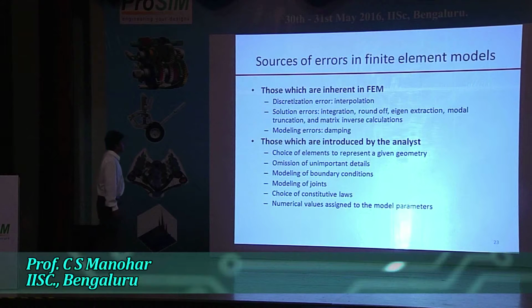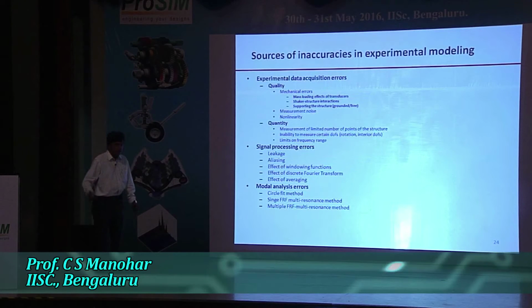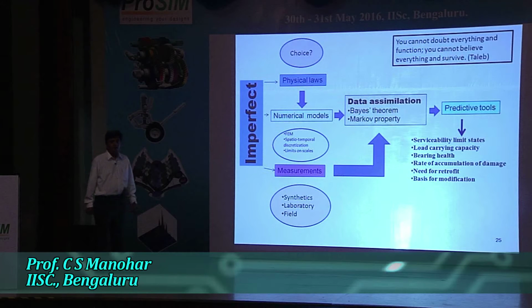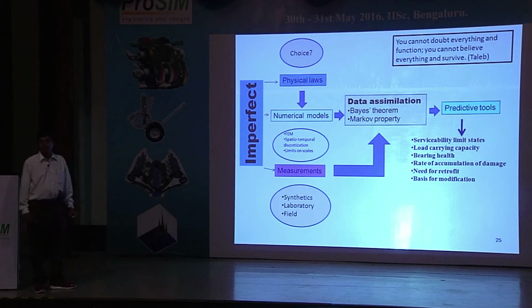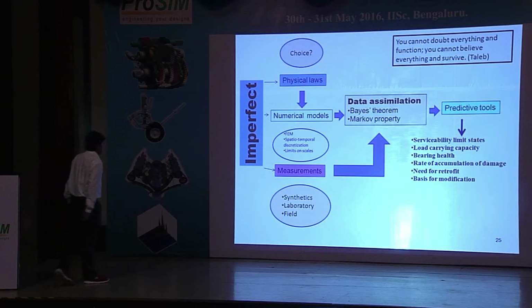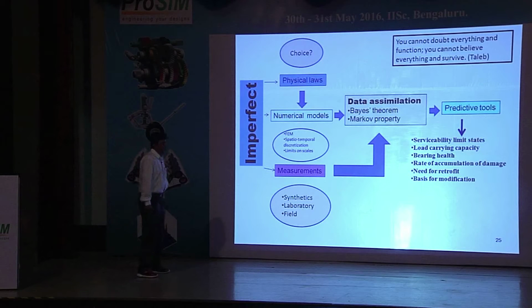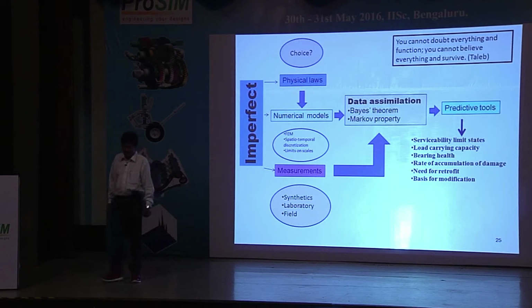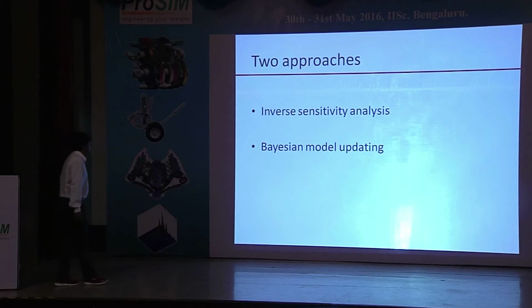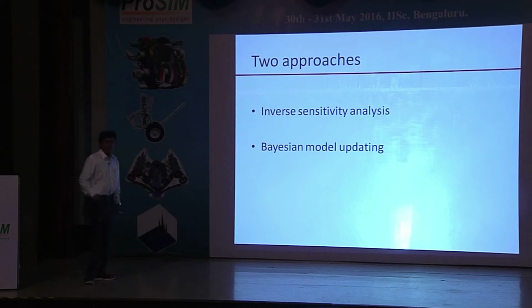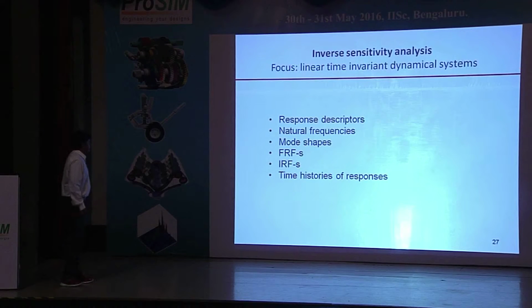The moral is there are errors in FEM, there are errors in experiments, and if you are going to combine the two, you need to recognize the fact that neither of them is perfect. So in one model updating method known as Bayesian model updating, we model these imperfections probabilistically and update the models. That is one approach. The other approach is the method of inverse sensitivity analysis. So I will first say a few things about inverse sensitivity analysis.